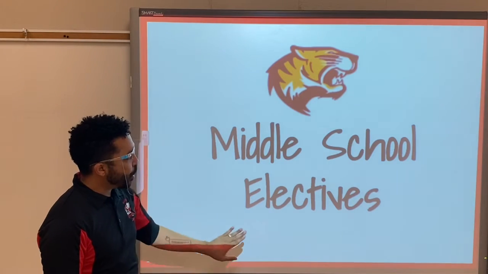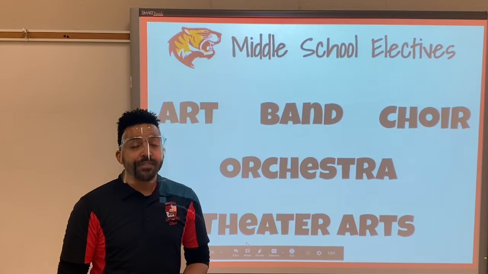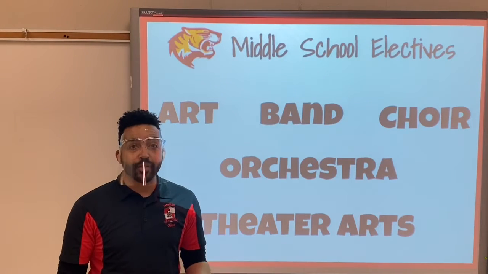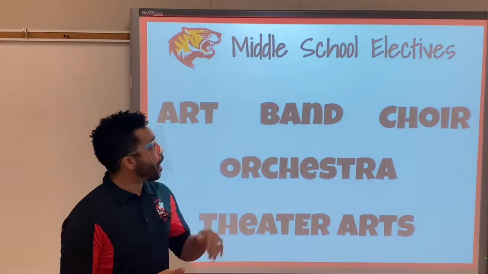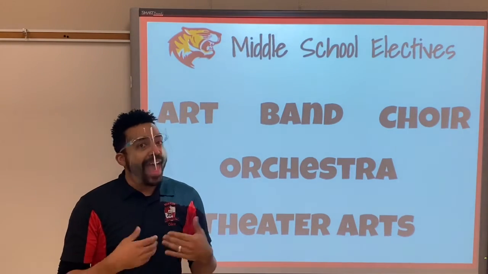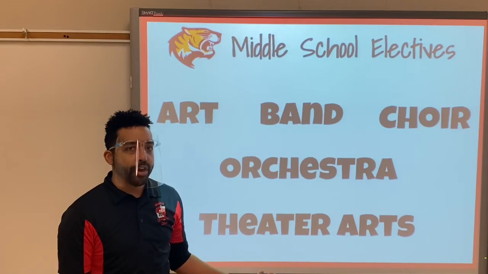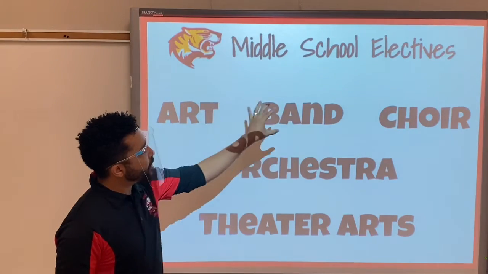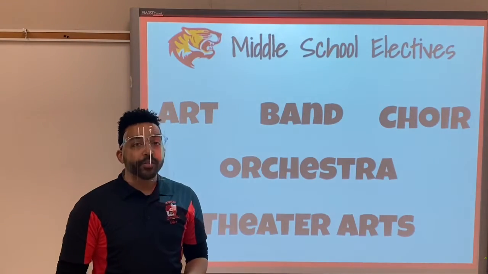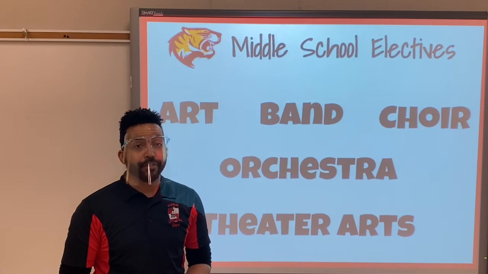But at Briscoe, you're going to have 5 choices for an elective. An elective is something that you're going to go to every single day. So right now, you go to art once every 8 days. If you choose art in middle school, that'll be something you go to every day. Same thing with band, choir, orchestra, and theater arts. What I would like to do is give you a little bit of information about each one of these electives. That way, when the Briscoe counselors come to talk to you guys, you can make an informed decision about which one is the best fit for you.